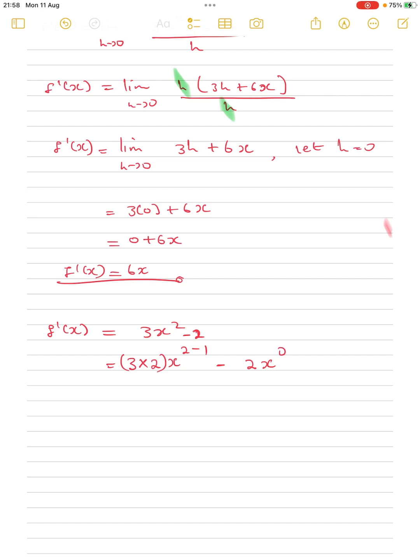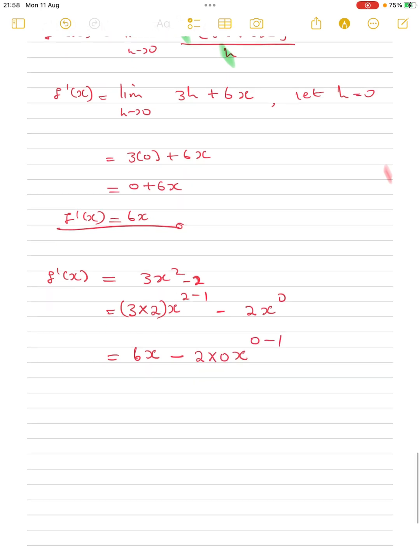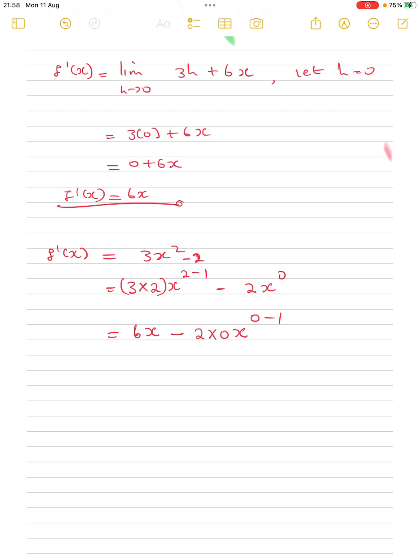You know that any base that has an exponent of 0 is equal to 1. So in this case, this is the same as 3 times 2, which is 6x, and then 2 minus 1 is 1. Minus 2 times 0x, with 0 minus 1. Whatever you multiply by 0 gives you 0. So we have 6x minus 0, which is 6x.